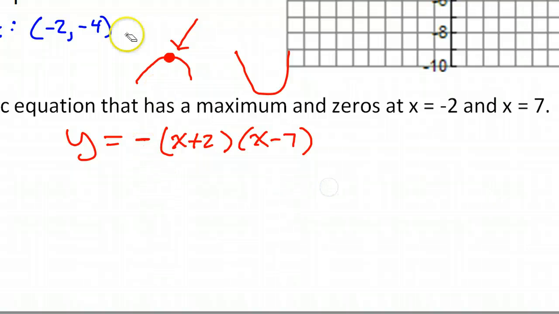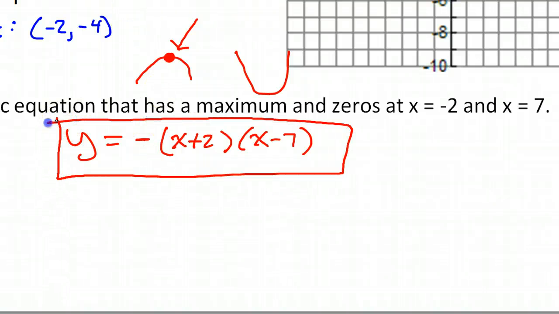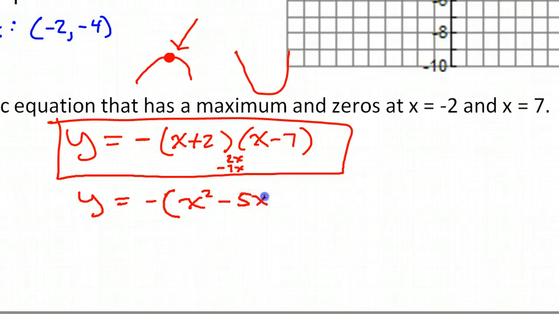Now, if I said to put it in standard form, you'd have to multiply this out. So this would be like negative, x times x is x squared. Inner, we've got 2x. Outer, we have -7. Together, that would make -5x. And then 2 times -7 is -14.